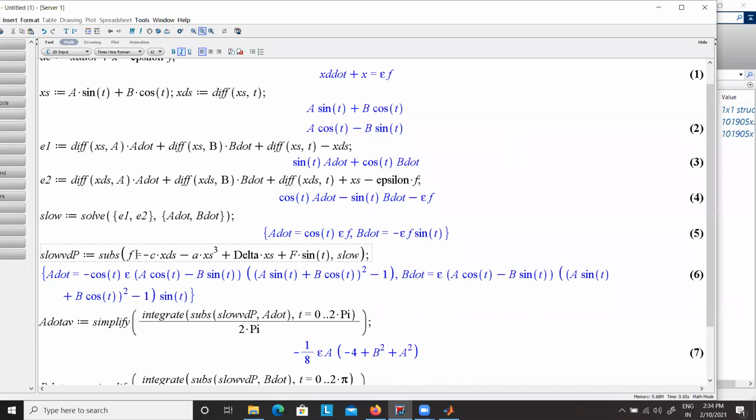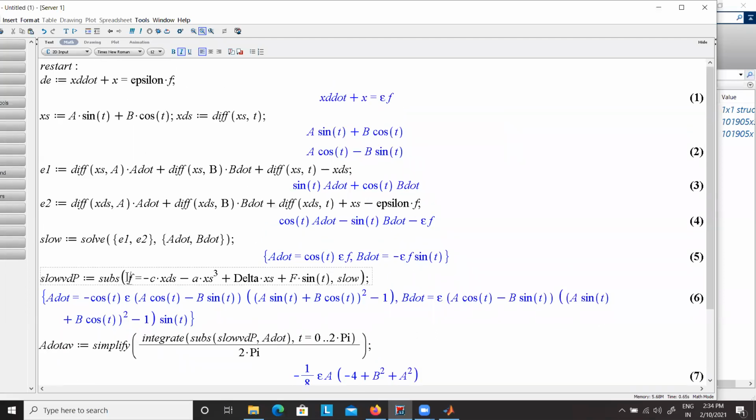Let me point out that this F is going to be multiplied by epsilon. This thing will go over to the left hand side and become plus epsilon C x dot, small damping, plus epsilon A x cube, small nonlinearity, minus epsilon delta x. So that means the natural frequency of the oscillator is slightly less than 1, plus f sine t. Okay, good. So I should not call it slow VDP now. I'll call it slow Duffing.